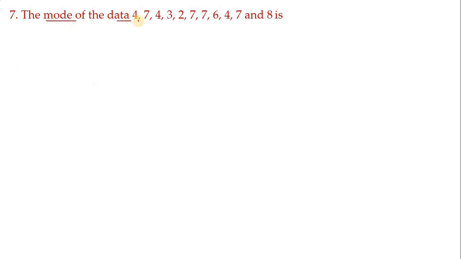The mode of the data 4, 7, 4, 3, 2, 7, 7, 6, 4, 7 and 8 is. They are asking mode, children. Given options are 7, 6, 4, 8. Mode means the score which is repeated the maximum number of times. So look at the scores. If you want to answer in a proper way, first arrange all these scores in ascending or descending order. That gives the exact answer. But just by looking at this we can answer.